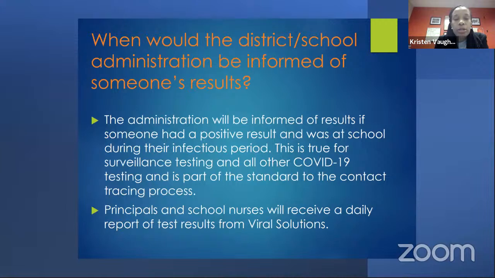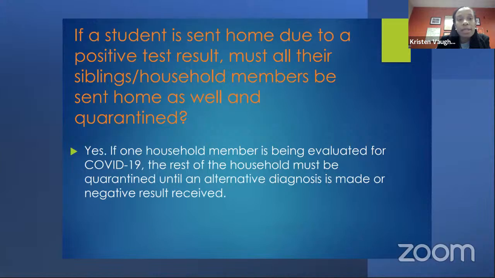When will the school or district be informed of someone's results? So the administration will be informed of results if someone had a positive result and was at the school during their infectious period. This is true for surveillance testing and all other COVID-19 testing and is part of the standard contact tracing. Principals and school nurses will receive a daily report of test results from Viral Solutions. If a student is sent home due to a positive test, must all their siblings and household members be sent home as well? Yes. If one household member is being evaluated for COVID-19, the rest of the household must be quarantined until an alternative diagnosis is made or negative results are received.